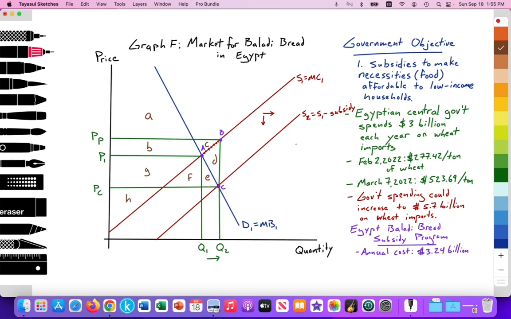So let's go ahead and analyze this model as we would for a paper exam for the IB. As can be seen in graph F, we're illustrating the market for Baladi bread in Egypt. We're measuring the price of bread on the y-axis, the quantity of bread on the x-axis. We have two upward sloping supply curves according to the law of supply, labeled S1, which is equal to our marginal costs of production, and S2, which is equal to S1 minus the subsidy. We also have a downward sloping demand curve labeled D1 equal to the marginal benefit.